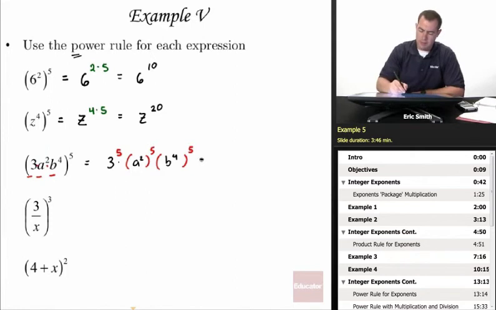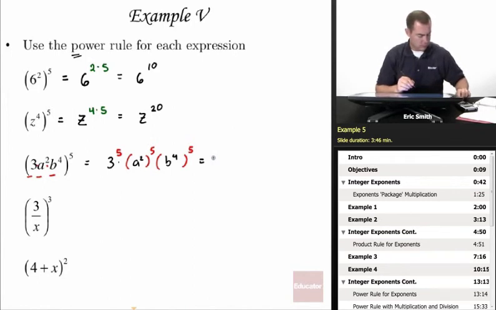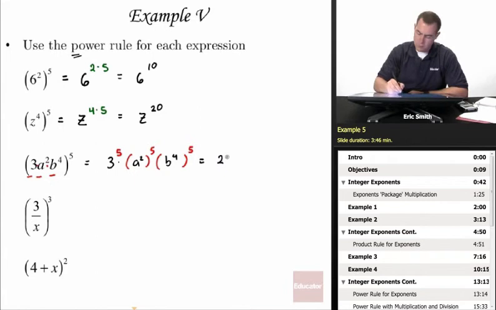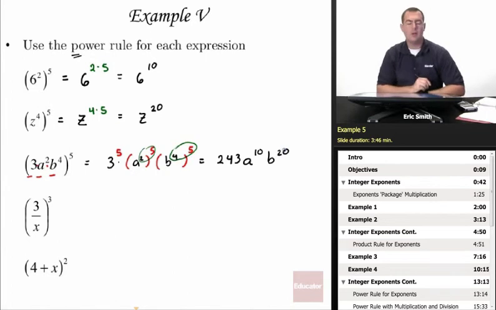Well, now that I have this, I'll go ahead and start to simplify each of these. So my 3 to the 5th power is 243. Then I'll multiply these exponents together and get a to the 10th. We'll multiply the 4 and the 5 together, and that'll give us b to the 20th. So now this one is completely condensed down as far as I can go.